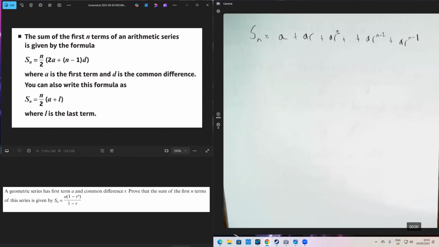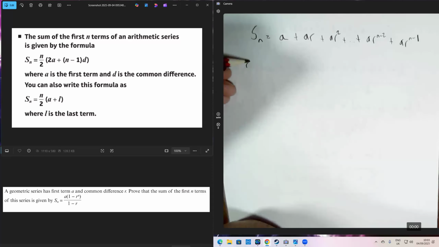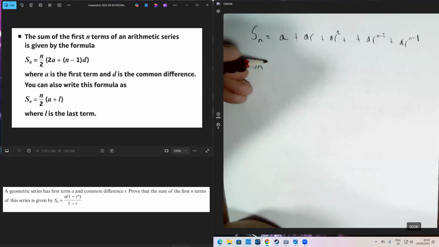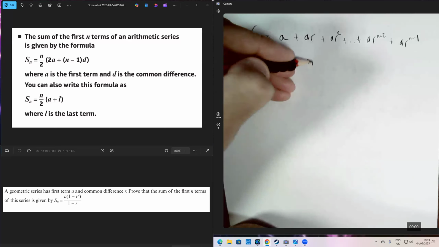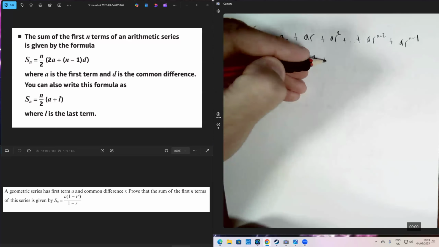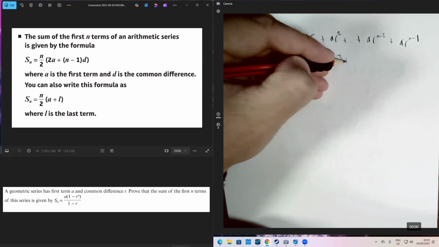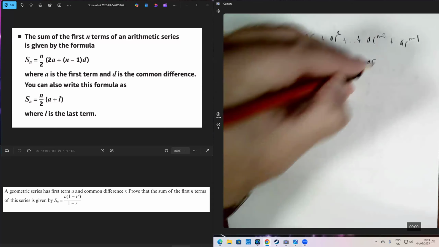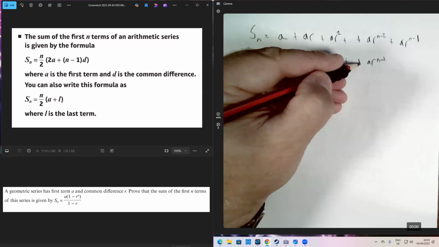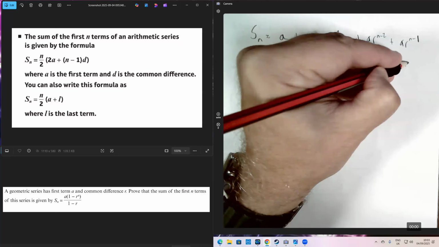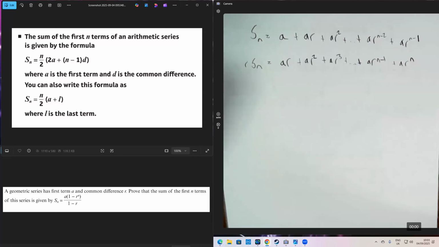Now for this one, we reversed it on the arithmetic one, but for the geometric, we multiply the series by r. So we write down r times Sn is now going to equal ar plus ar squared, and then plus ar cubed plus dot, dot, dot. That's going to go to ar to the n minus 1 now, and then the last term is now going to become ar to the n, because we've multiplied everything by r.